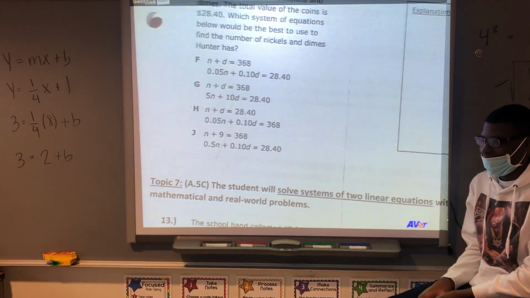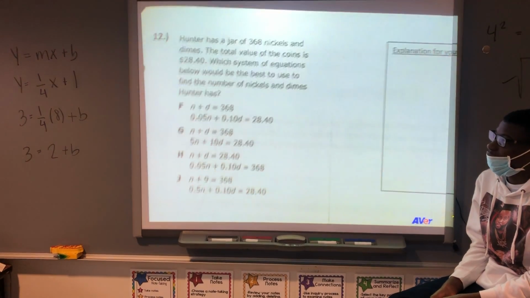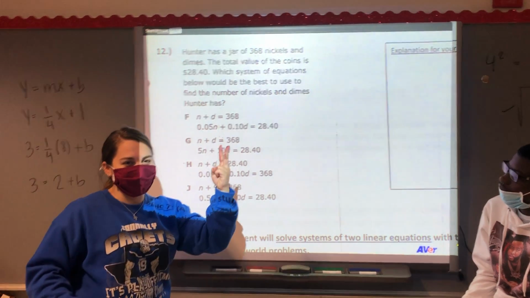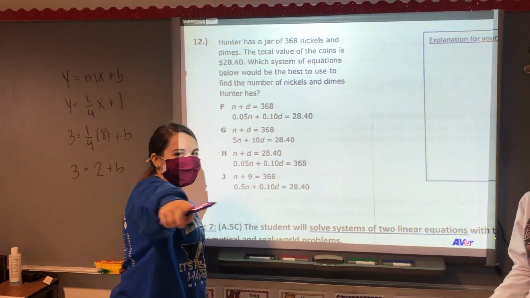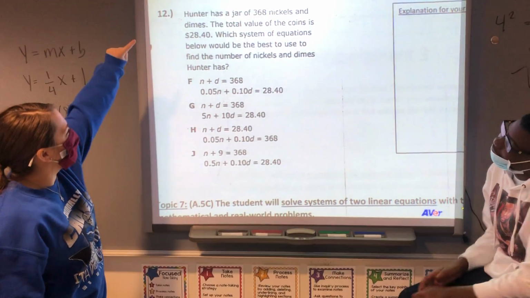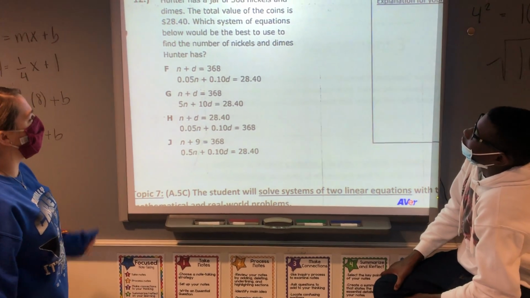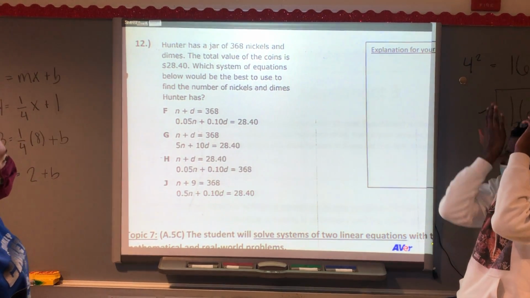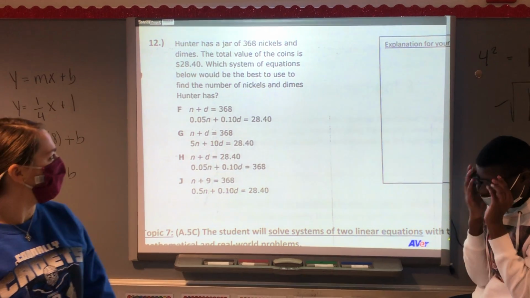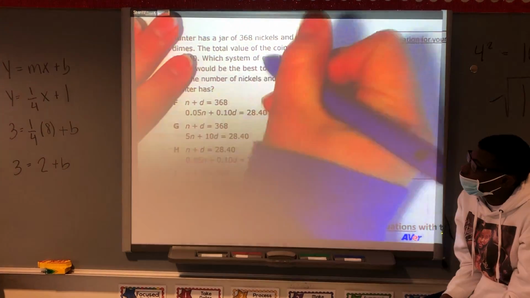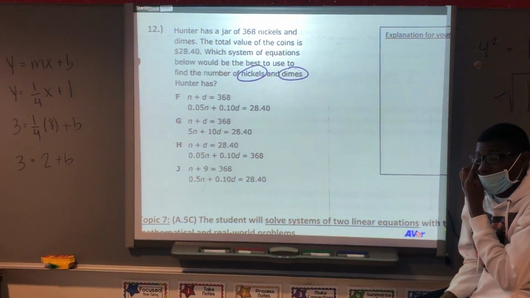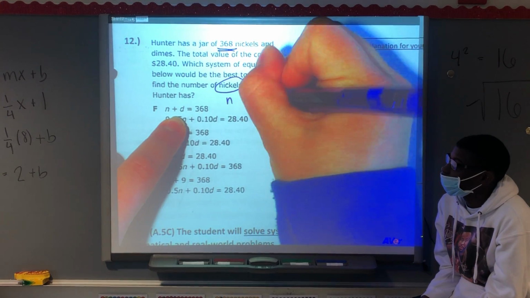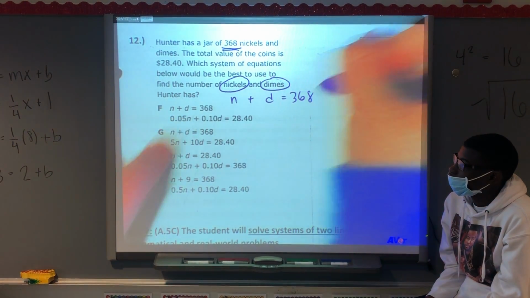All right, next one. It is a word problem all about linear equations with two missing pieces. So we're going to find two different equations, systems of equations. Hunter has a jar of 368 nickels and dimes. The total value of the coins is $28.40. Which system of equations would be the best one to use to find the number of nickels and the number of dimes? So the two things we have missing are nickels and dimes. We had a total of this many. So nickels plus dimes should equal 368.